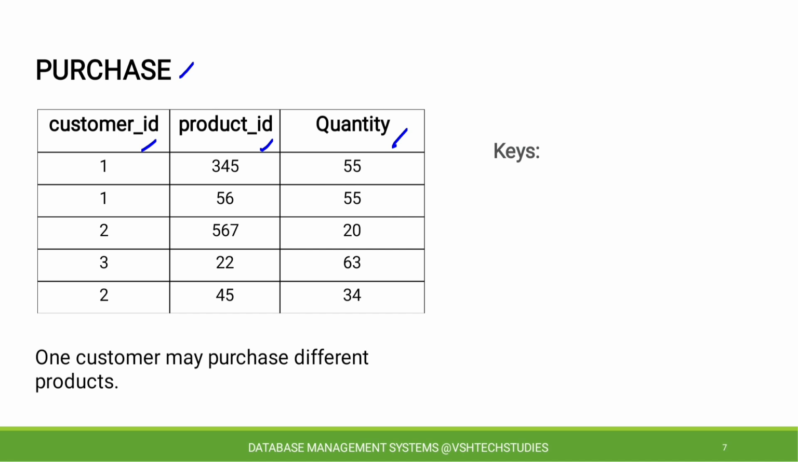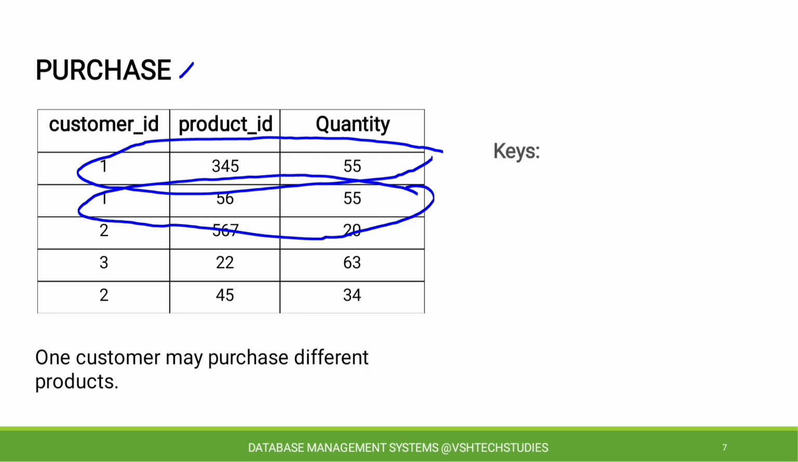In real world, one customer may purchase different products. So here customer ID is one, that is one customer. He is purchasing a product with ID 345, the quantity being 55. If you observe these two rows here, the customer ID, that is same customer, is purchasing two different products. The first one is having product ID 345, second product is having ID 56. The quantity is same, but the rows can be identified by the values of both the attributes.